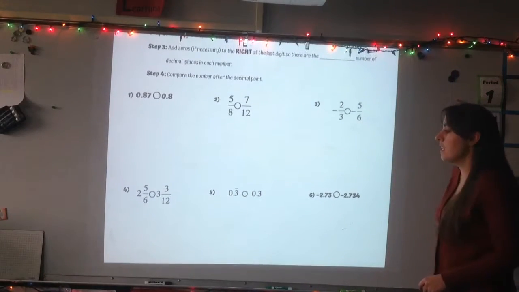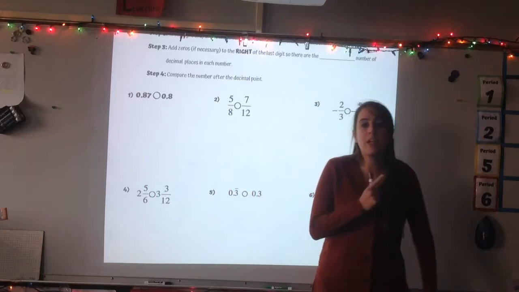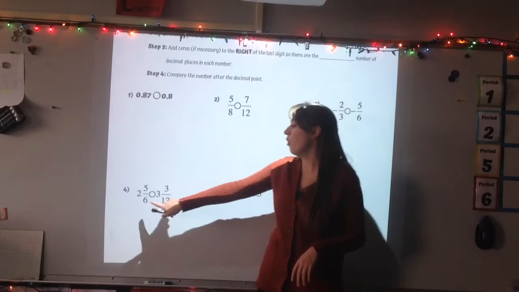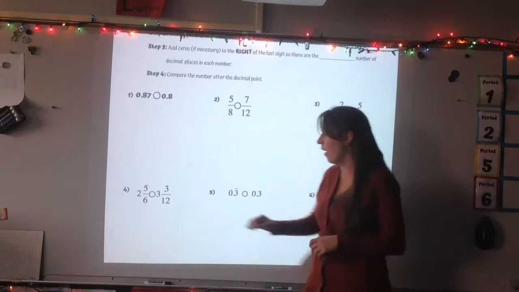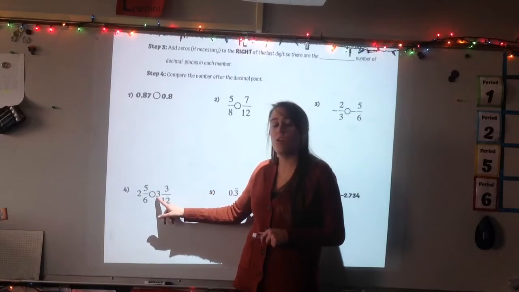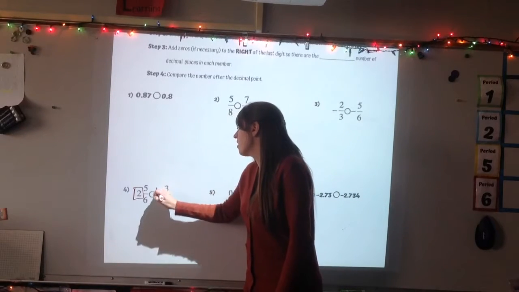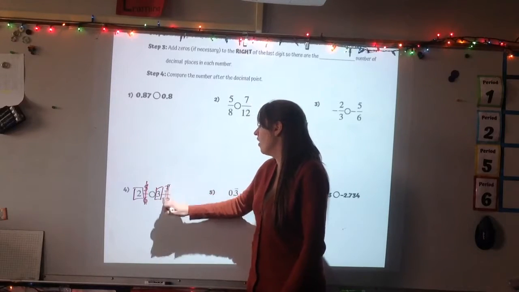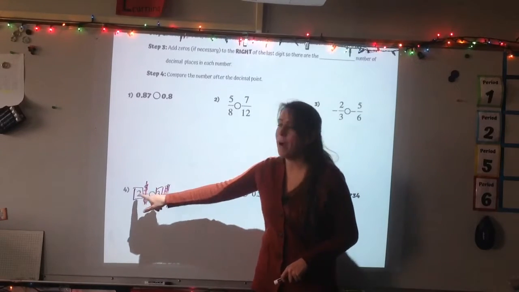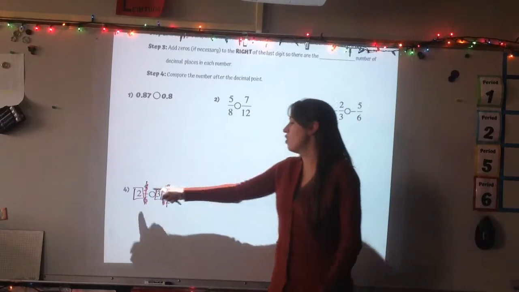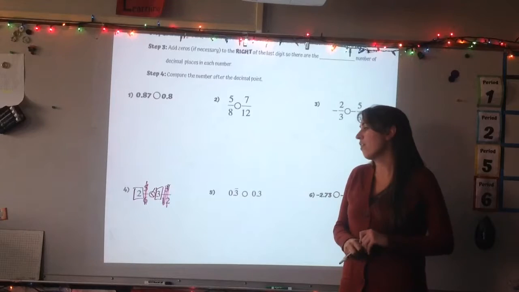Okay, a couple more examples here. We've got 2 and 5/6 and 3 and 3/12. So first thing I'm looking at is, are they opposite signs? They're both positive, so we can't use that. So now the next thing we're looking at is, do they have the same whole number? This has a whole number of 2, this has a whole number of 3. So they're different. I'm actually going to highlight just the whole number parts, and I can ignore the fractional parts. All I need to look at is the whole number. So I'm looking at positive 2 and positive 3. And I know that 2 is smaller than 3, so that tells me that 2 and 5/6 is smaller than 3 and 3/12.